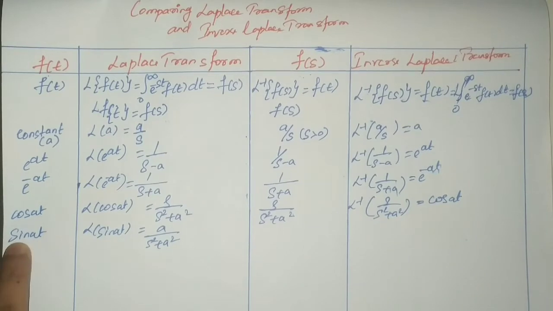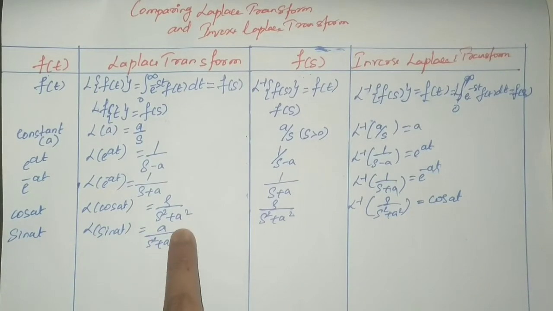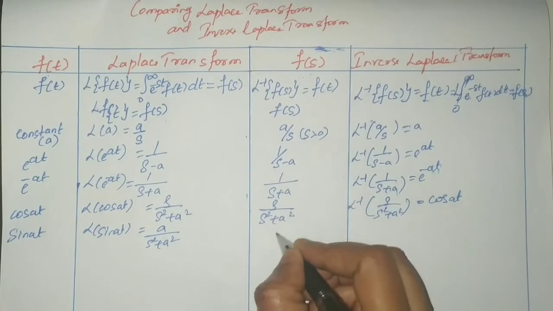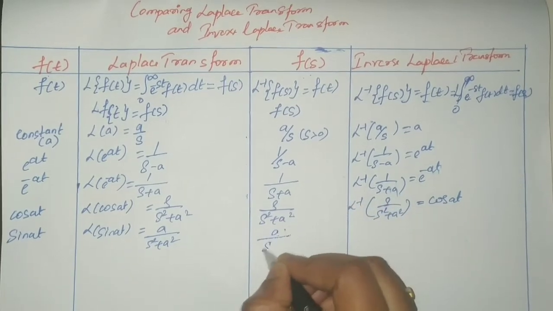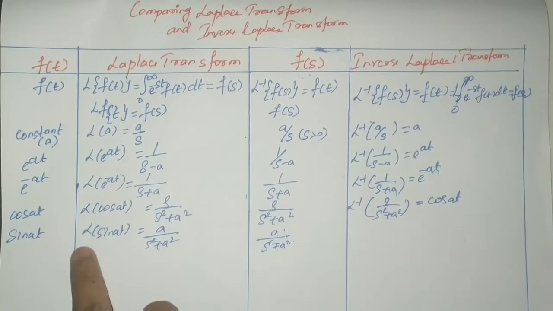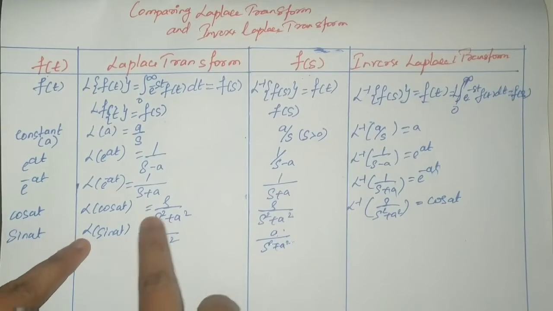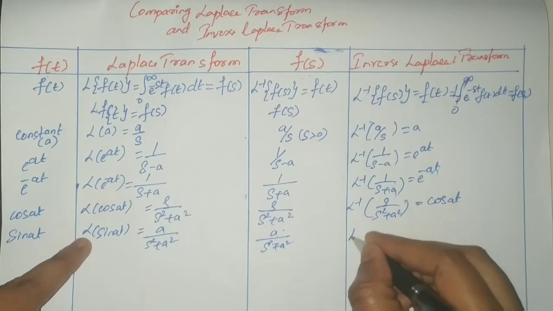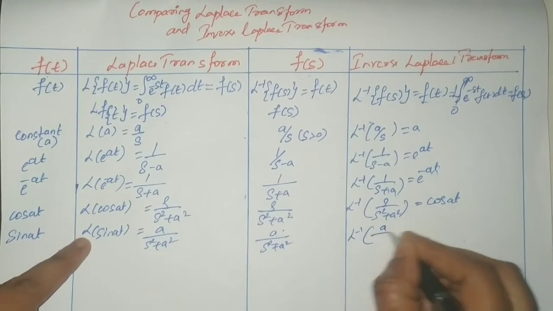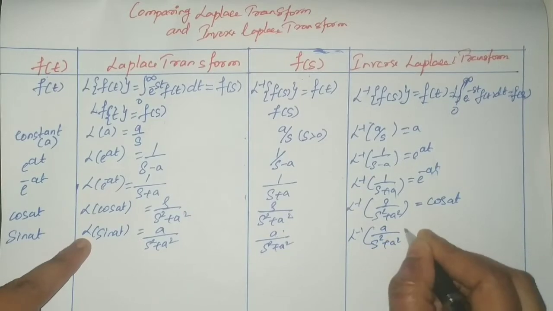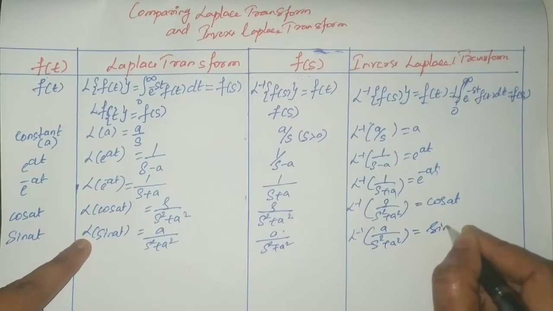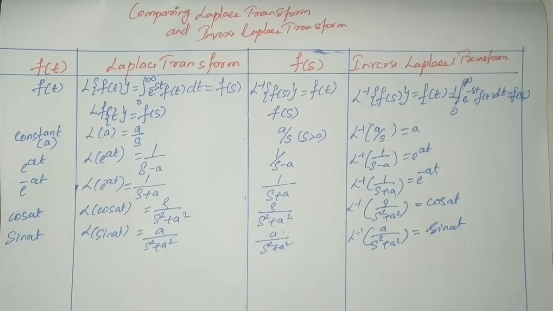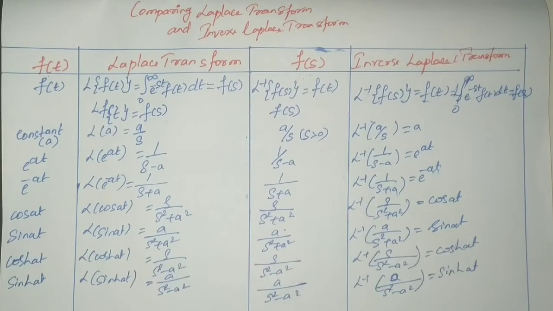Take the function of sin at. If sin appears, a should come in the numerator divided by s square plus a square. Now if suppose your function is having a by s square plus a square, take this L on the other side, so that becomes L inverse of the function. That is what we require, L inverse of a by s square plus a square, that can be written as sin at. Similarly, we can write it for hyperbolic functions.